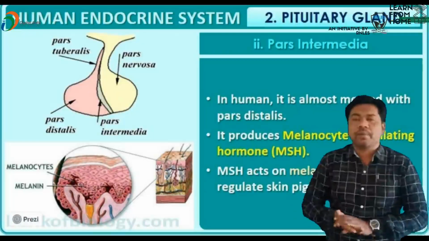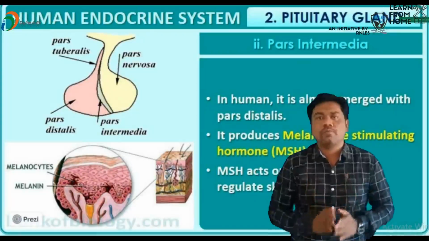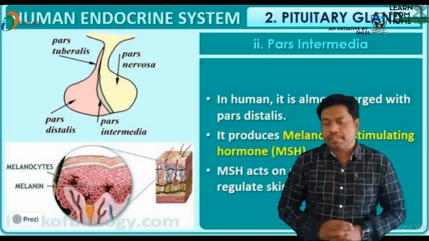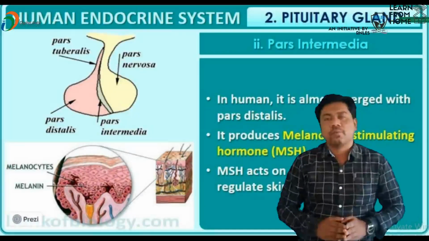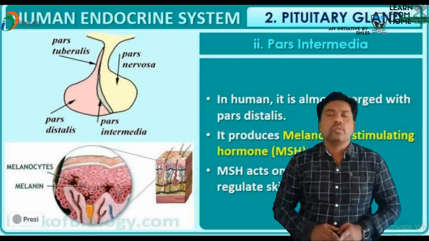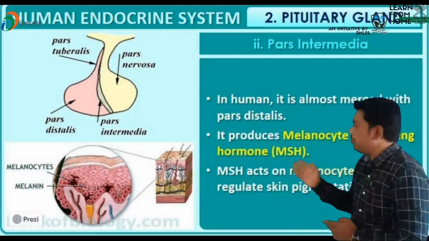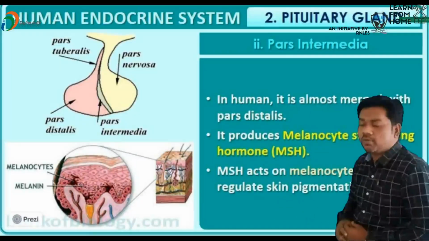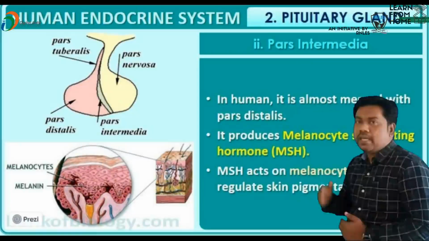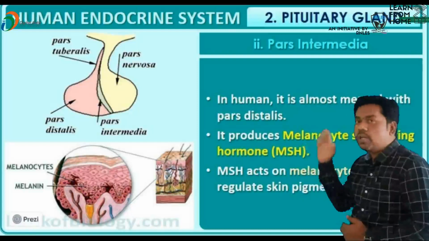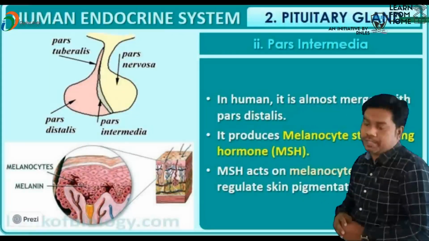Pars intermedia. What is the pars intermedia, beta? The pars media means it is the middle lobe. The middle lobe of the pituitary gland is known as the pars media. This pars media is responsible for the production of only one hormone, called the MSH hormone. What is the hormone, beta? Melanocyte stimulating hormone. MSH means melanocyte stimulating hormone. That hormone is produced from the middle lobe of the pituitary gland, known as the pars intermedia.